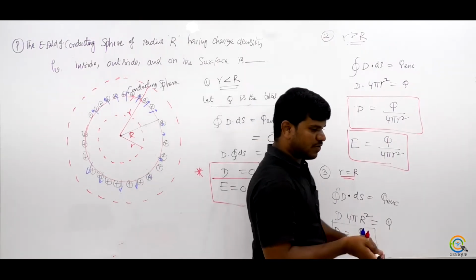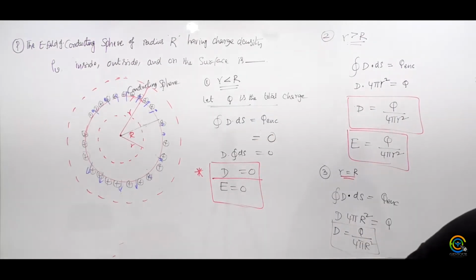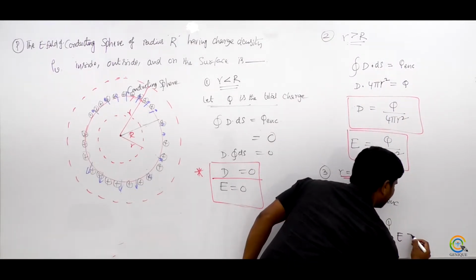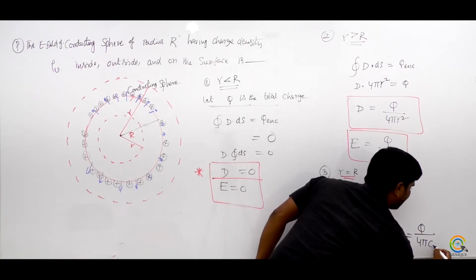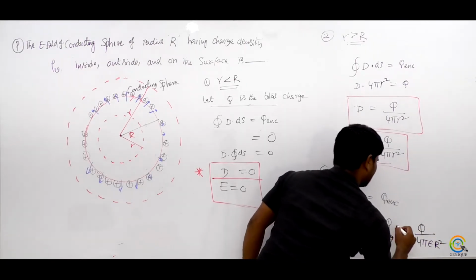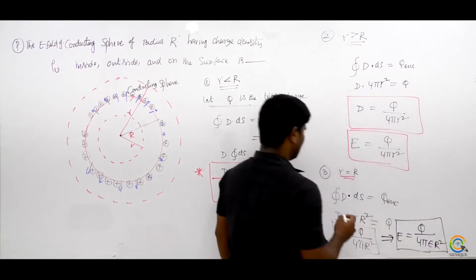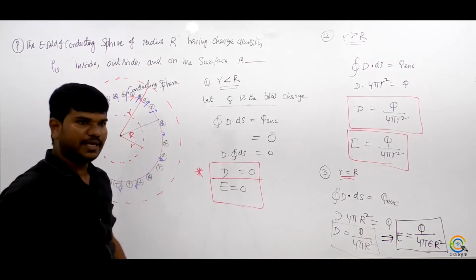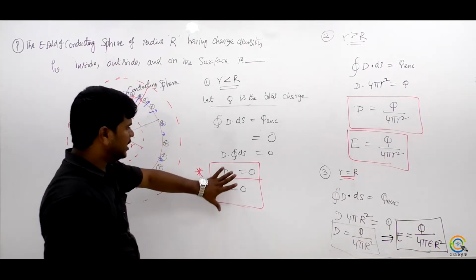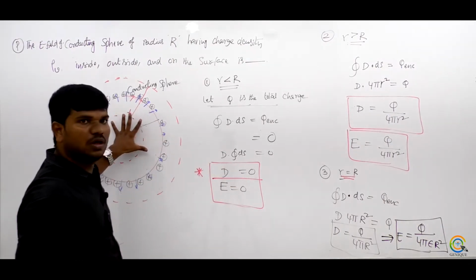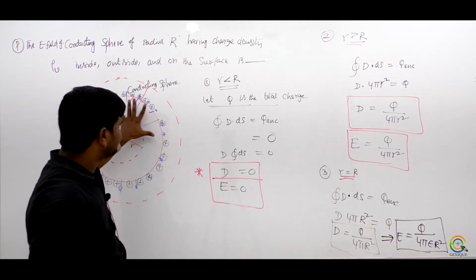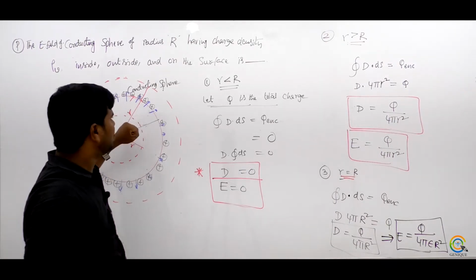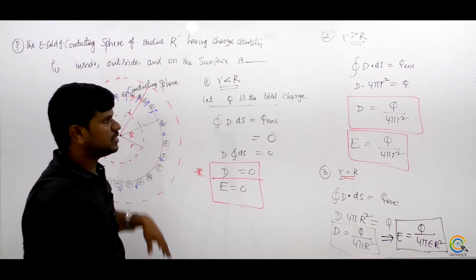So what is E equal to? E is equal to Q divided by 4 pi epsilon capital R square. So this is for r equals R. Like this, we have to apply. See, what is the difference between these three? For r less than R, inside there is no electric field because it is conducting. The entire charge goes to the surface of the sphere.